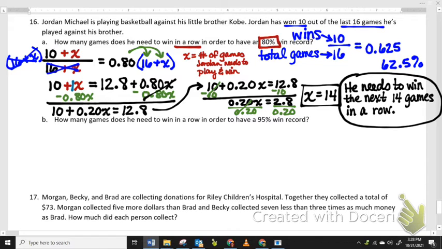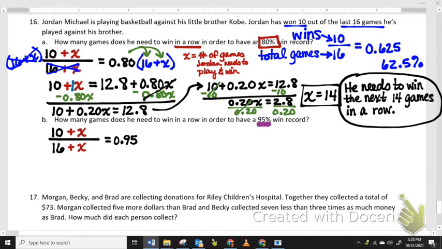All right, part B. Very, very similar question, except we want to know to get him up to a 95% win record, what would that look like? So he has not achieved that 80% yet. He's played 10 games. We don't know how many more he needs. He's won 10 games. We don't know how many more he needs to win. He's played 16. We don't know how many more he needs to play. But we do know that we want this to be equal to 0.95 because that's 95% in its decimal form.